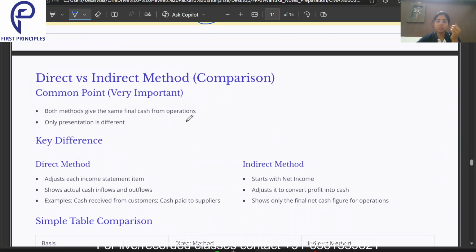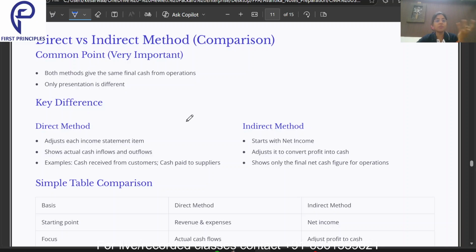Now, this is just a basic overview of the direct versus indirect method which we have already covered. Let's have a look. So first of all, what are the common points? Both methods give the same final cash for operations. Then only presentation is different. What are the key differences? First is the direct method, next is the indirect method. Direct method adjusts each and every line item. Indirect method starts with net income.